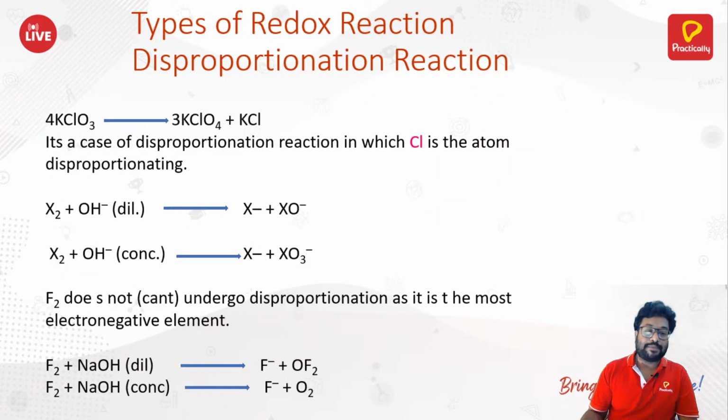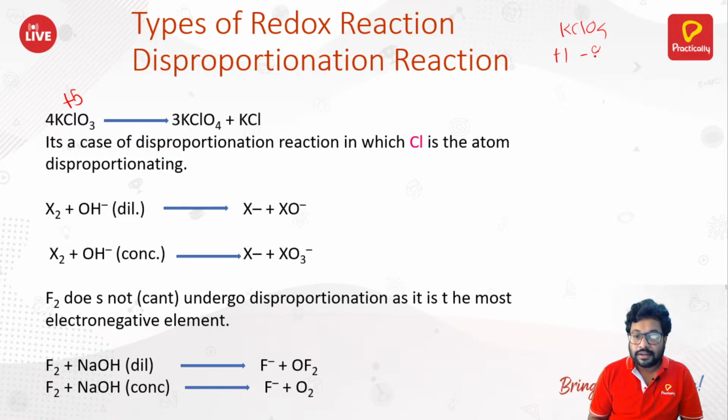Now, another type of disproportionation reaction, KClO3. Again, we had seen in the last example, the oxidation state of chlorine in KClO3 is plus 5, and in KClO4, you can find it out. Potassium again is plus 1. 4 oxygens, each oxygen is in a minus 2. 4 oxygens are minus 8. Plus 1 minus 8 is minus 7. That means your chlorine has to be in a plus 7.